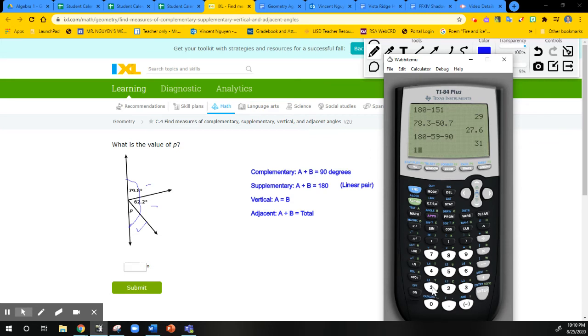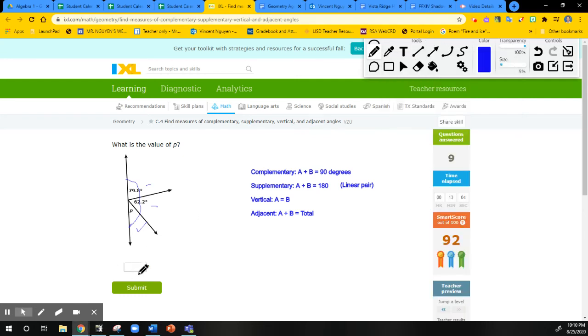So we start with the total, 180, and we subtract what we have, which is 79.8. And then we subtract 62.2. Enter. What are we missing? We're missing 38 degrees. So I'm going to go over here and type in 38 degrees.